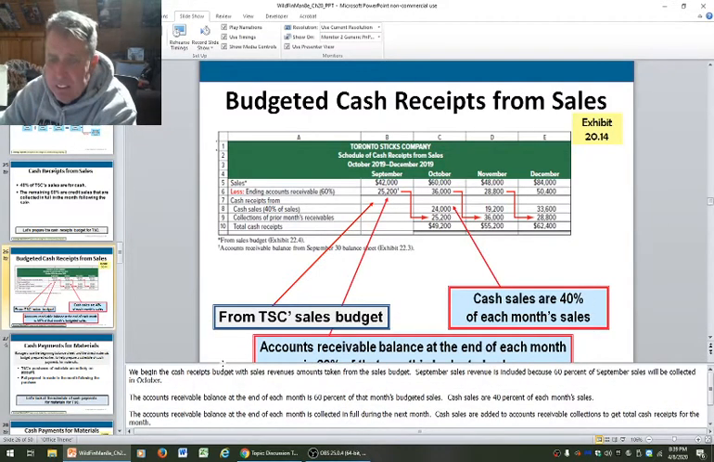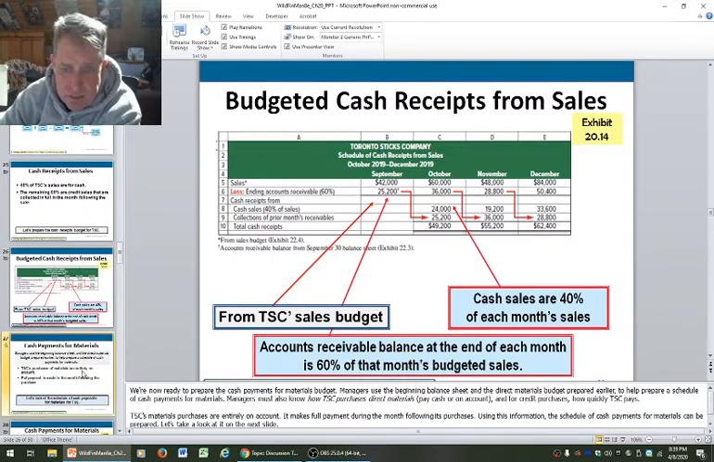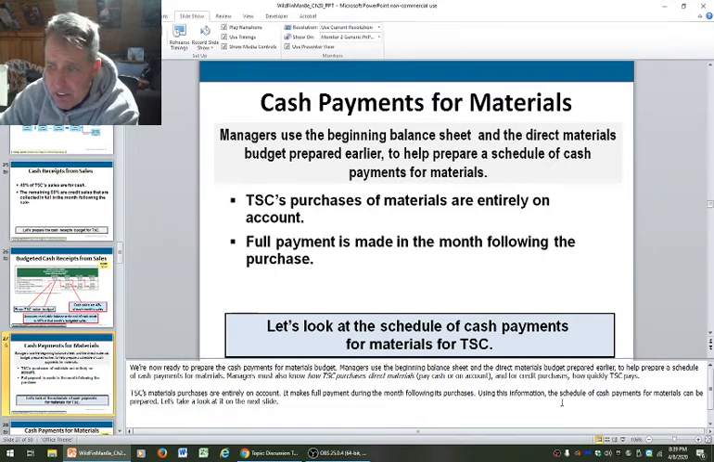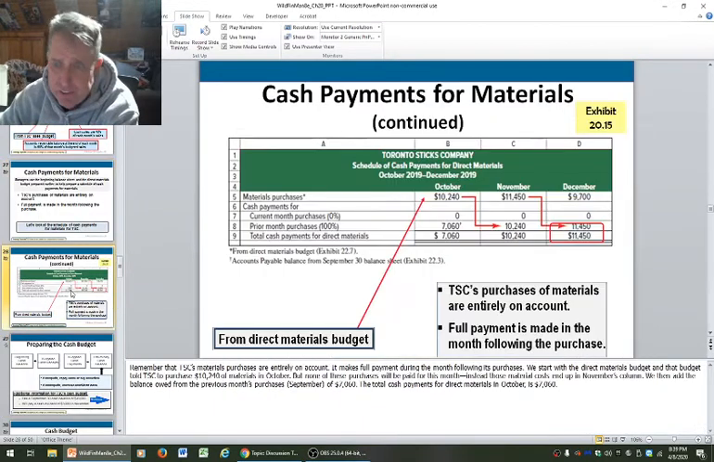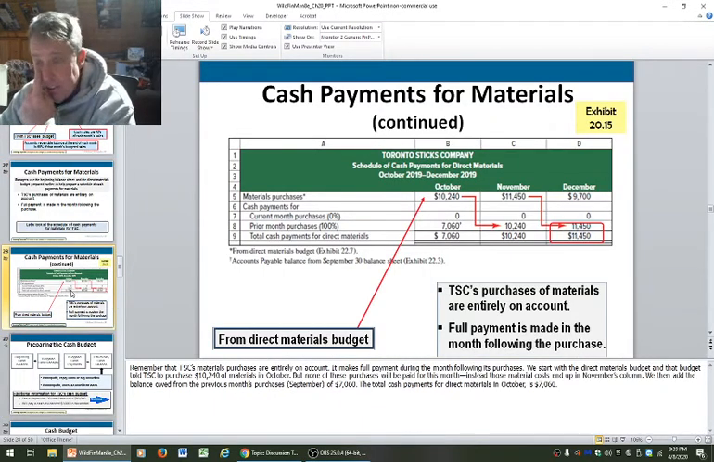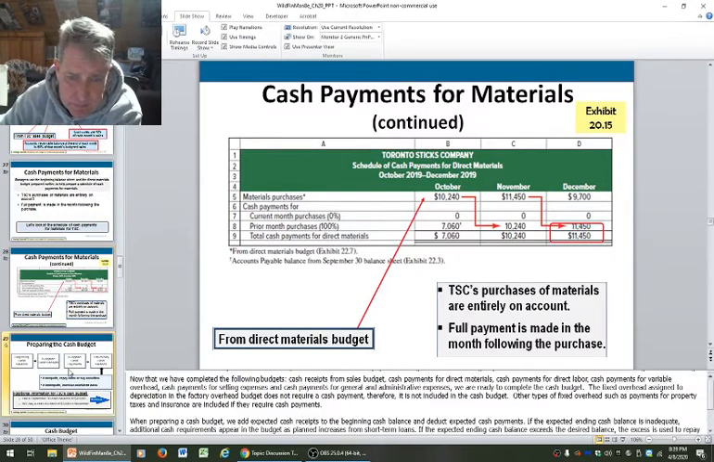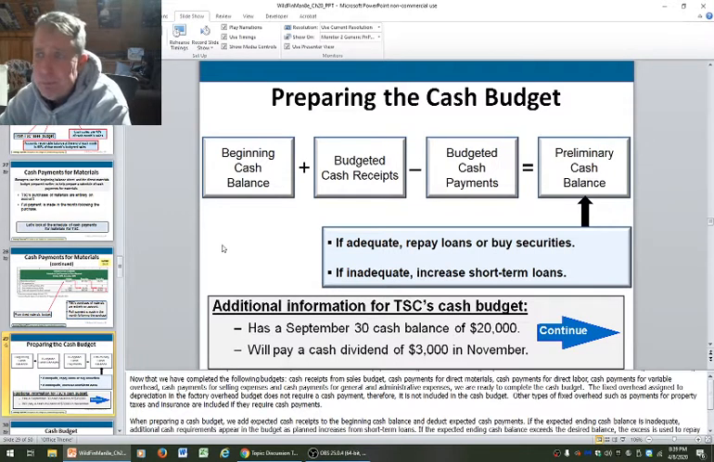And then in the subsequent PowerPoints here, we have cash for materials. I'll show you this. It's got a nice little explanation here. It's sort of the same idea. You can go in and pull these PowerPoints up to go over it again. You can see how materials purchases go from month to month from the direct materials budget. Hopefully that's helping a little.